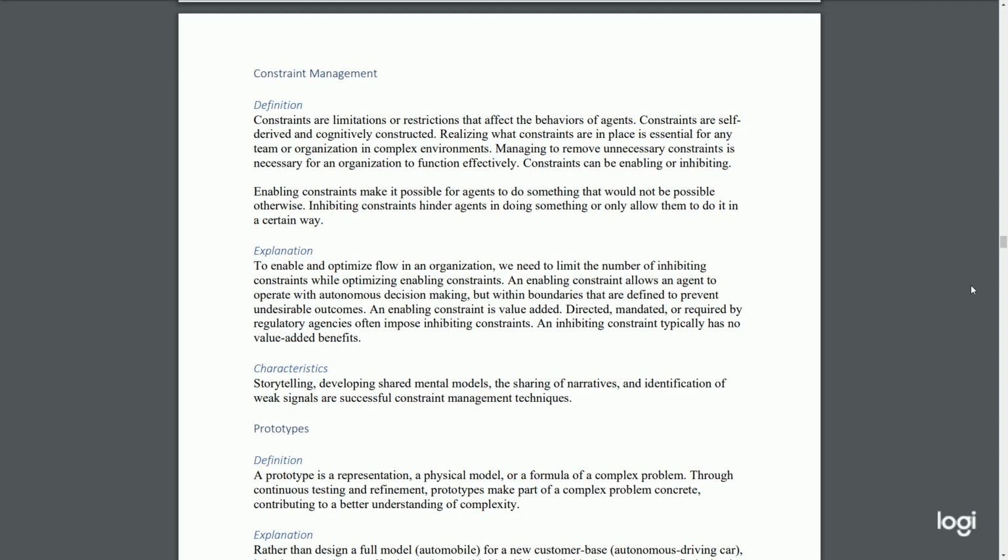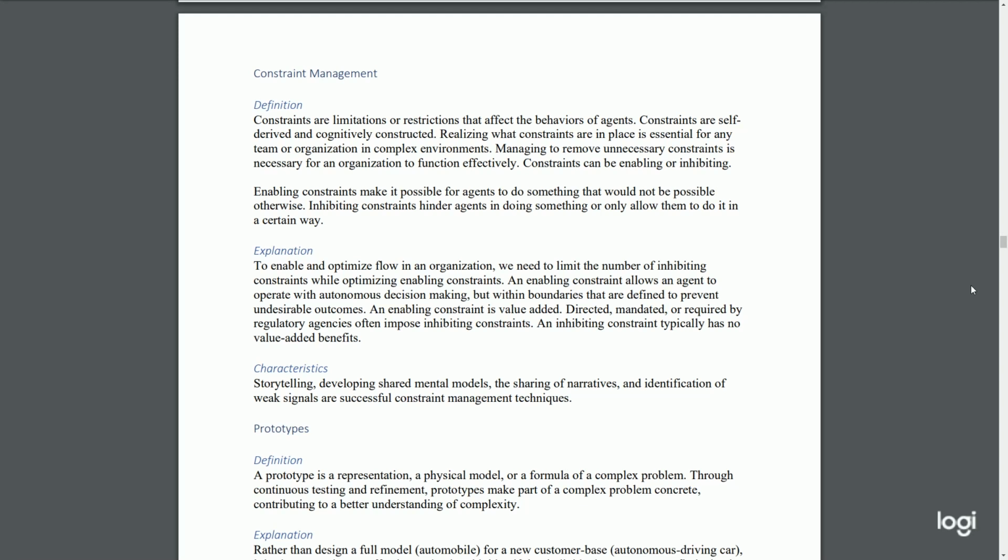Directed, mandated, or required by regulatory agencies often impose inhibiting constraints. An inhibiting constraint typically has no value added benefit. Characteristics: storytelling, developing shared mental models, the sharing of narratives, and identification of weak signals are successful constraint management techniques.